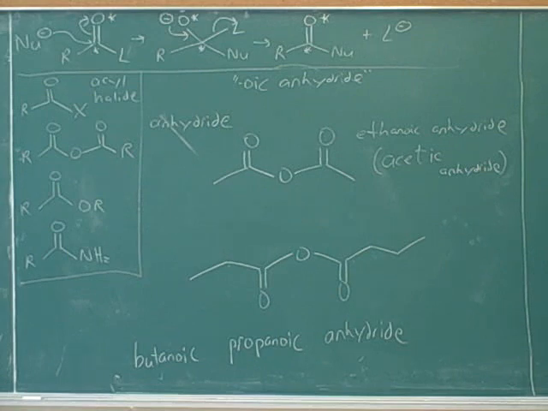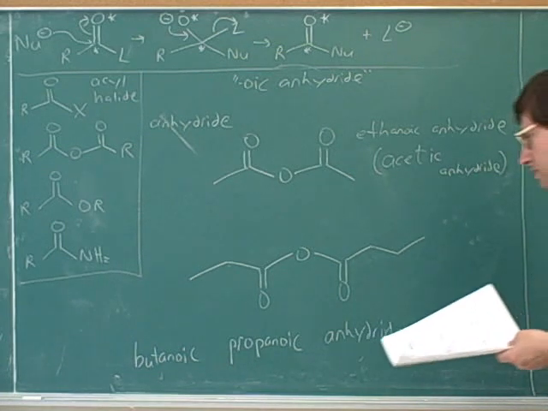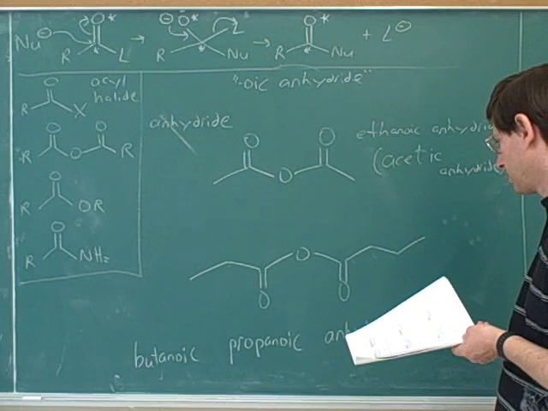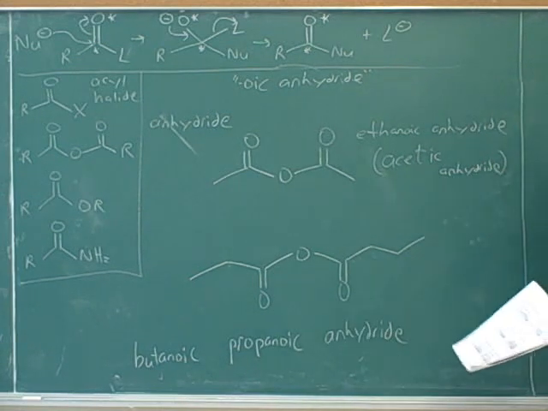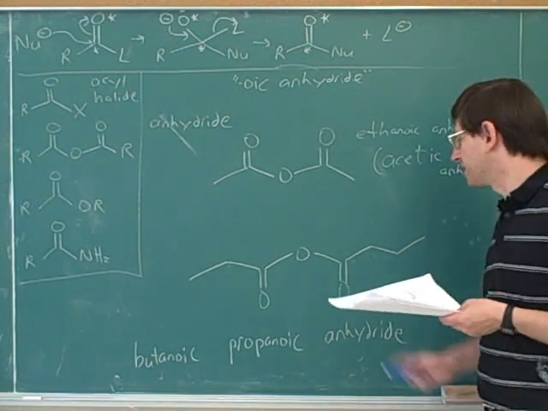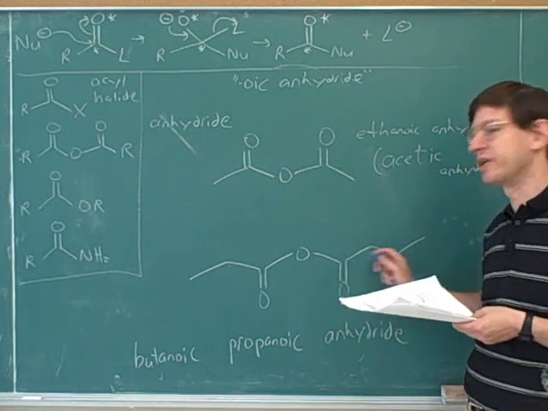And it goes alphabetically at this point? That's right. Butanoic propanoic anhydride, three separate words. And like you said, we name the two chains in alphabetical order. Notice that the carbonyl carbon has to be counted as part of the carbon chain.